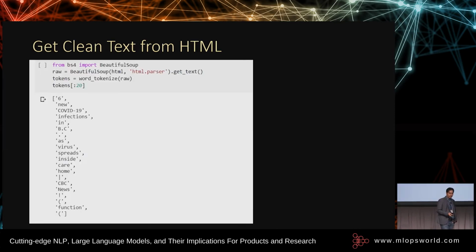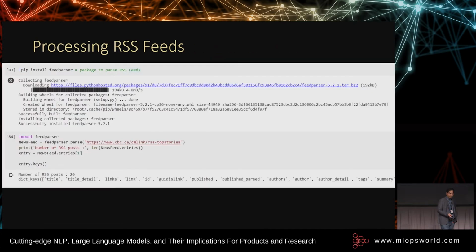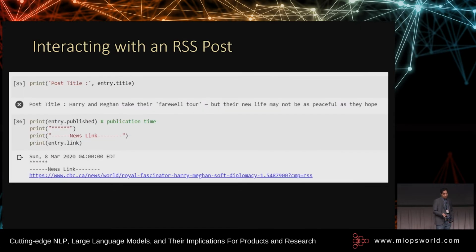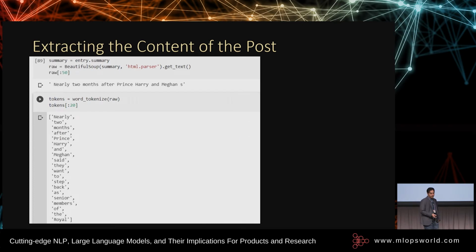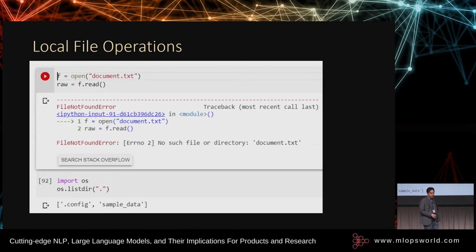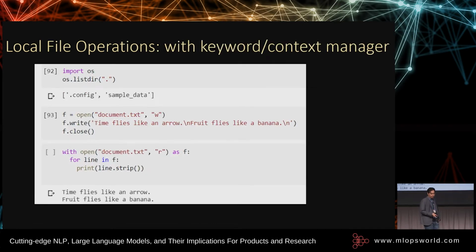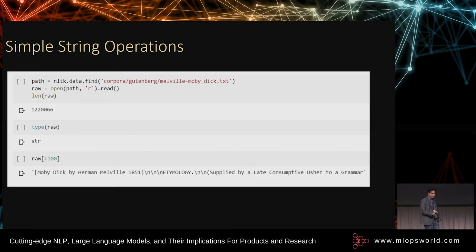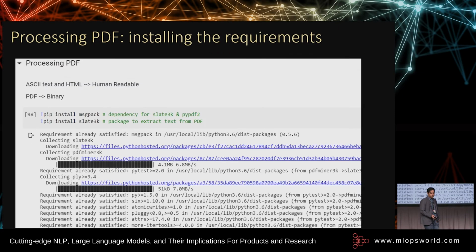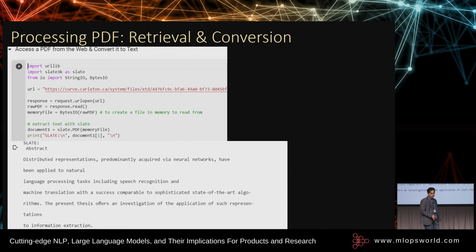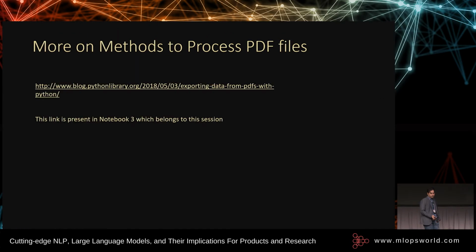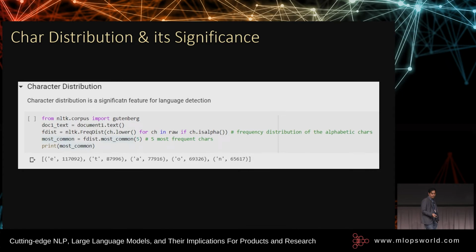The text from the web is noisy. We can clean it up. I'm just going to walk through the slides very quickly so that we get to the important stuff. We can process RSS, extract content of the post and clean it up, and do some local file operations for text specifically. Yeah, so there are some links there. If the slides are shared, you can take a look if you want to process PDF files and so forth.